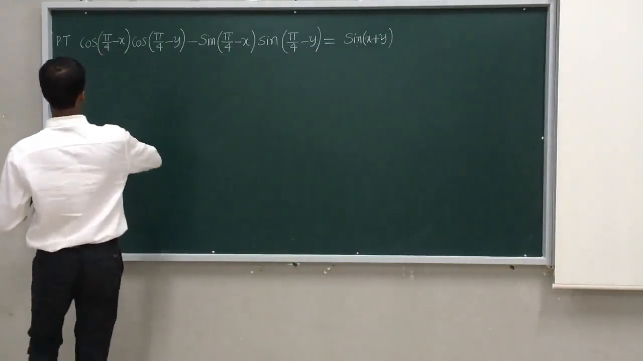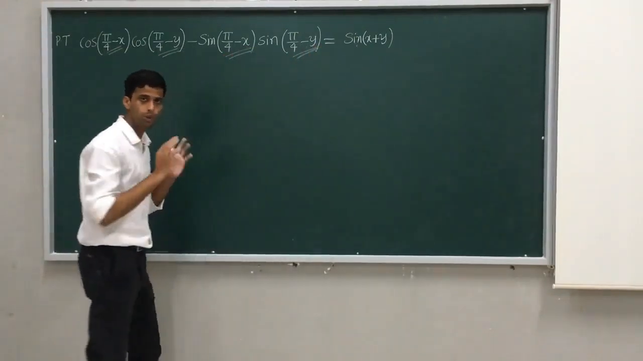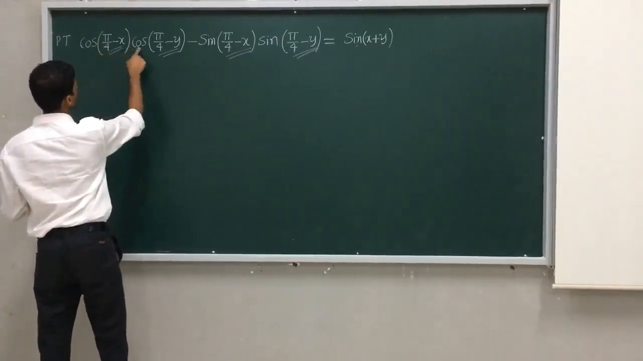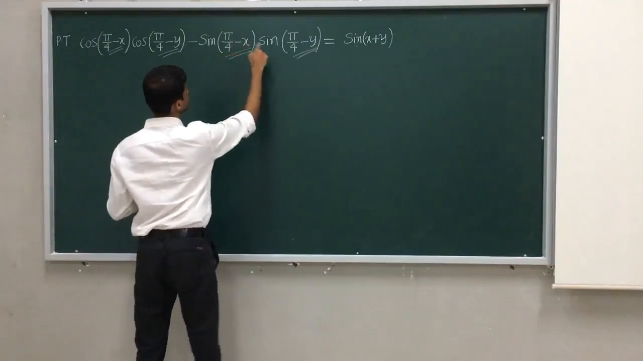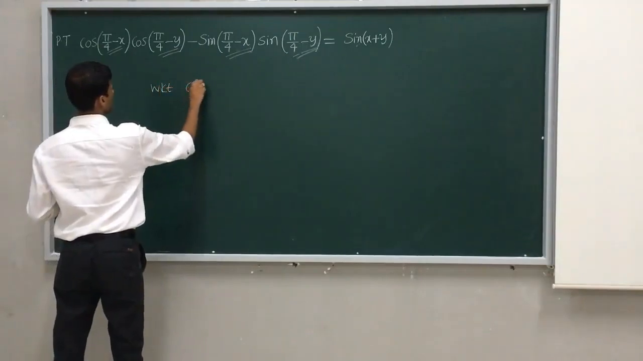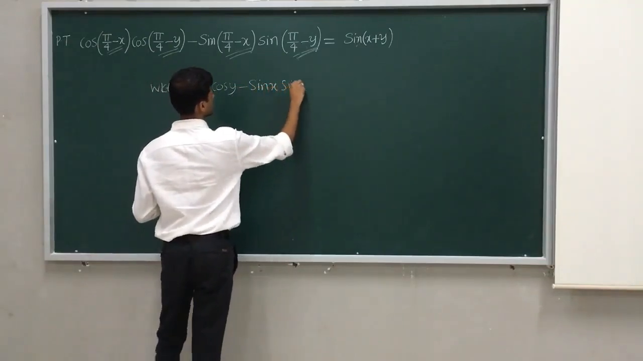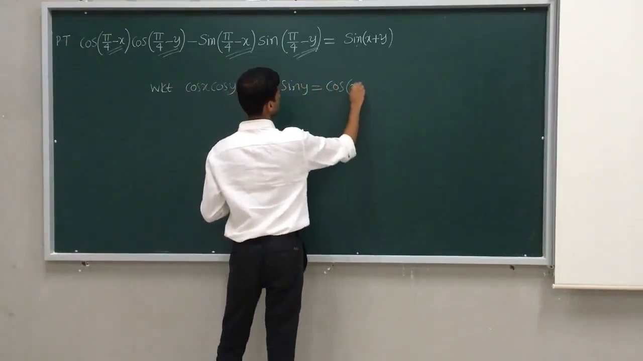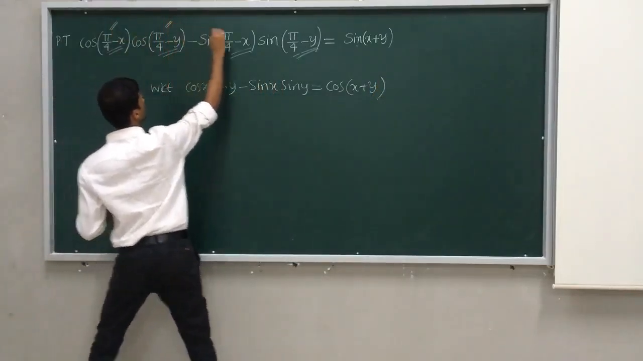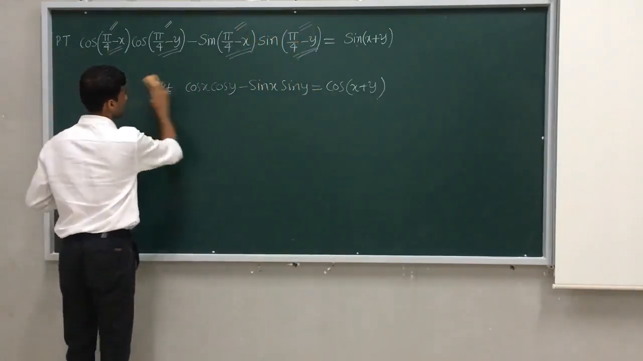See here: pi by 4 minus x, pi by 4 minus x, pi by 4 minus x, pi by 4 minus y. Almost the same. The thing is cos, cos, sin, sin. We all know the formula cos x cos y minus sin x sin y, which is equal to cos of x plus y, right? Here x is this, y is this. So let me apply this analogy here.